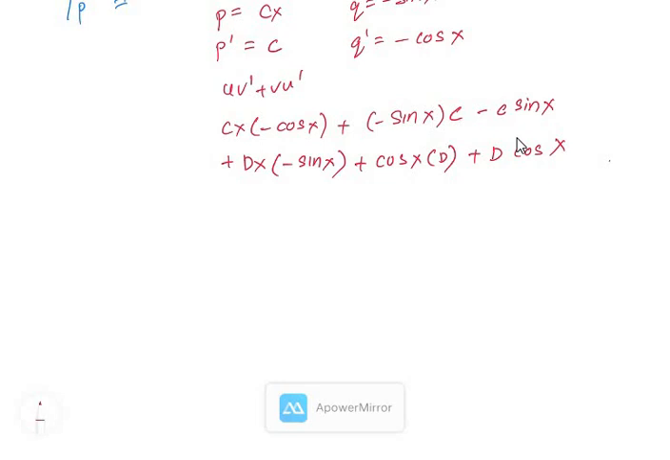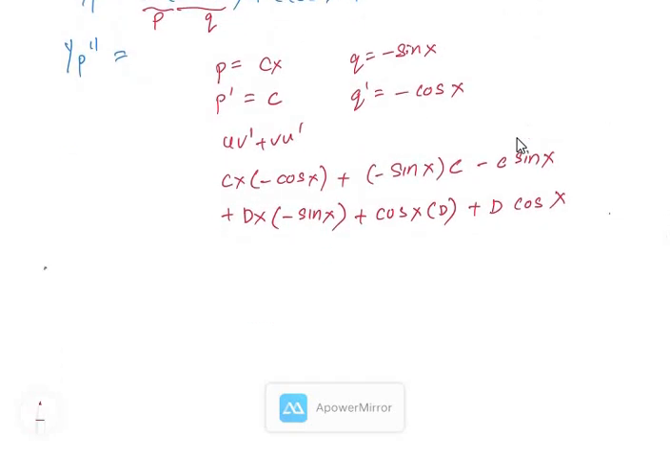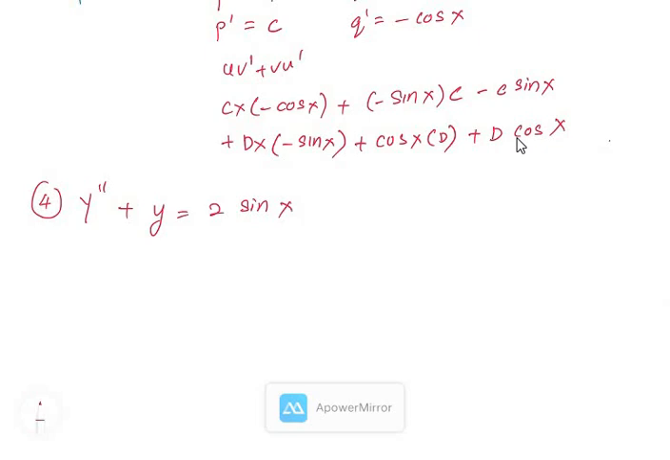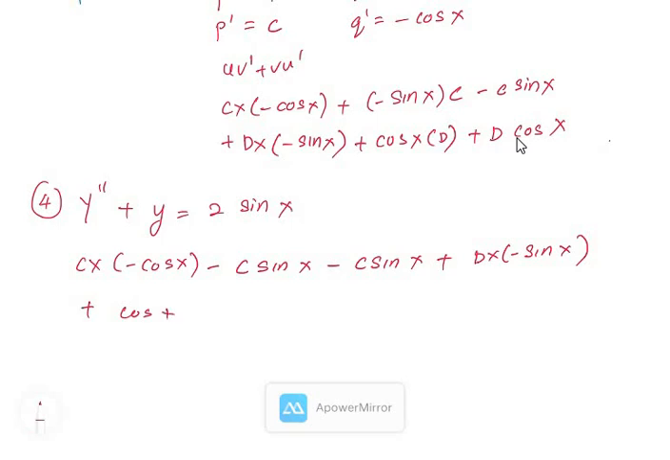Now you get to substitute everything into the equation. So for y double prime plus y equal to 2 sine x. Now you copy down or substitute the y double prime. So y double prime is cx times negative cos x minus c sine x minus c sine x, plus dx times negative sine x plus cos x times d, then plus d cos x, plus cx cos x, plus dx sine x, then equal to 2 sine x.